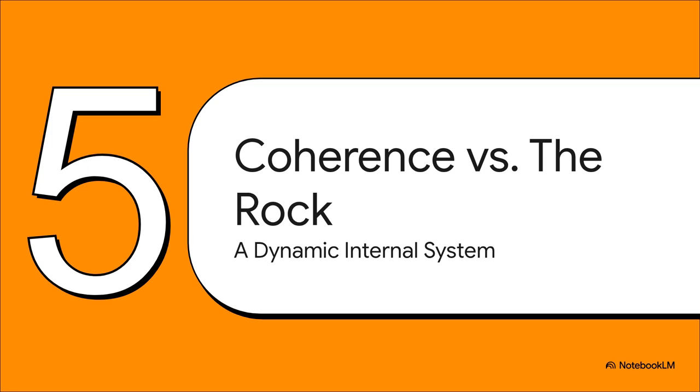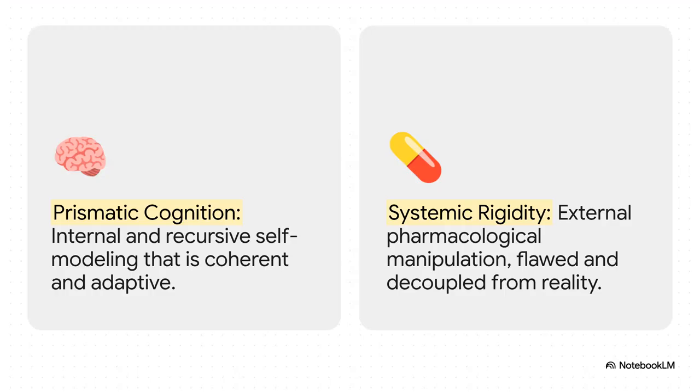We're going to compare this resilient, living system we've been talking about against the brittle logic of external, suppressive systems. This is coherence versus the crumbling rock. And when you put them next to each other, the contrast is, well, pretty stark. On one hand, you have prismatic cognition. It's dynamic, it's built on internal self-modeling, it's coherent and adaptive. On the other hand, you have systemic rigidity. It's flawed, it's external, and it's often totally decoupled from what's really going on.